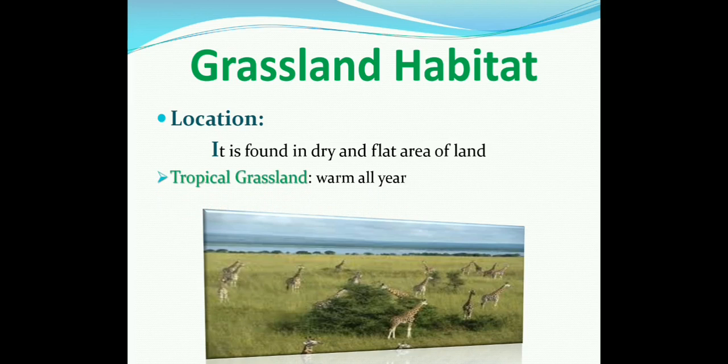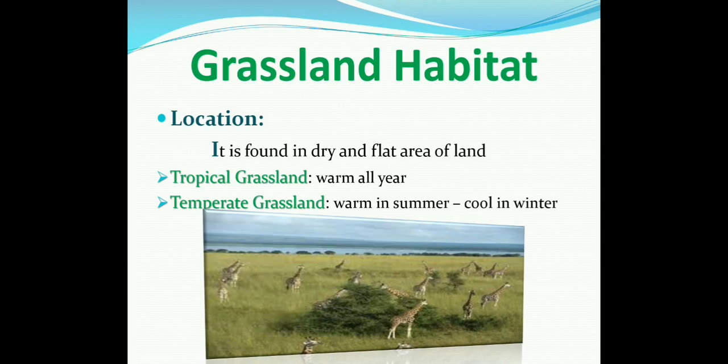The grassland has two types. There is the tropical grassland where the weather is warm all the year, and there is the temperate grassland where it is warm in summer and cool in winter. So there are two types of grassland: the tropical grassland, warm all the year, and the temperate grassland, warm in summer and cool in winter.